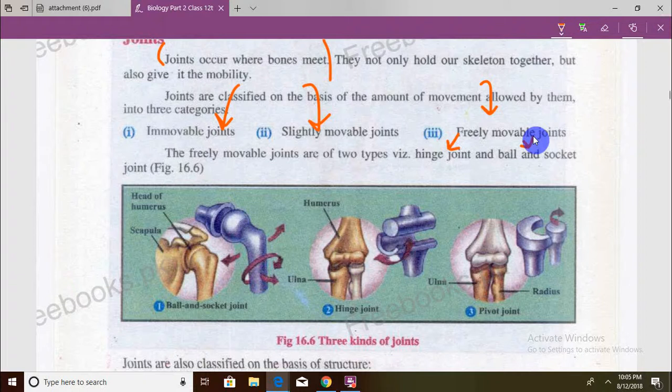And here we have a diagram of these. A ball and socket, you can rotate it like this. You can move it in front of you. You can move it to the left, to the right, to the side, or you can rotate it.